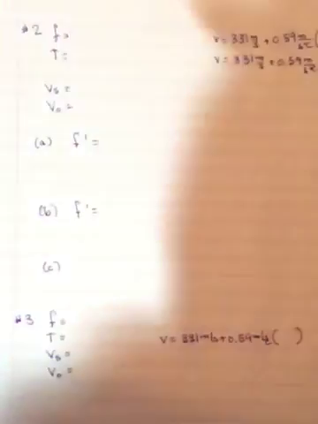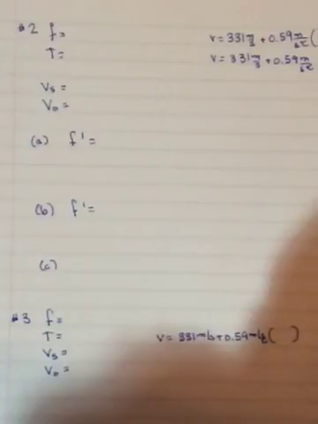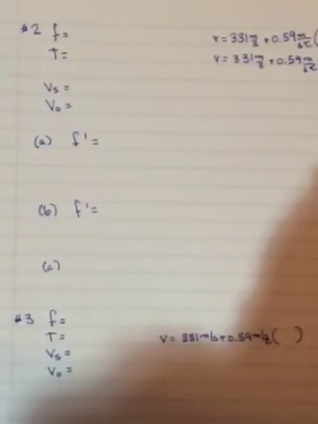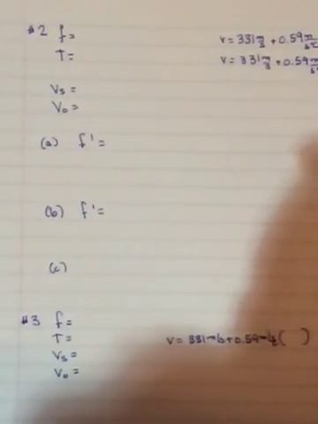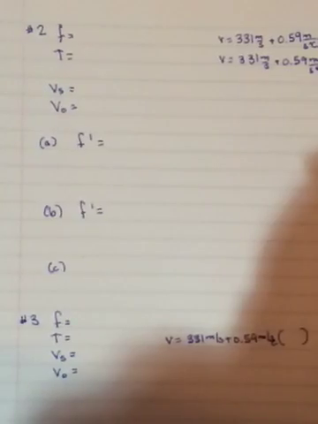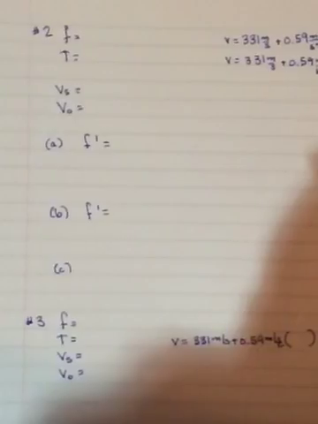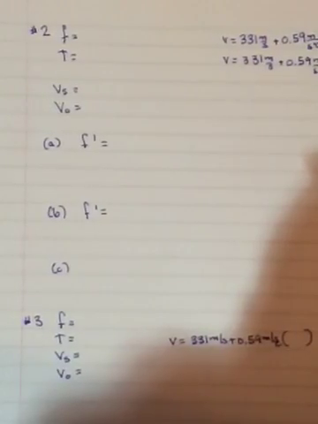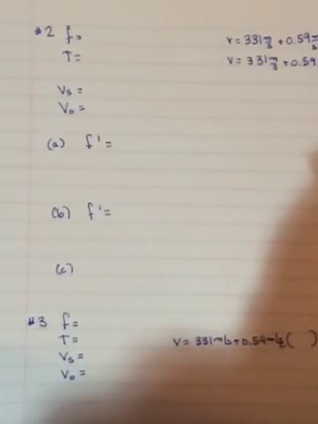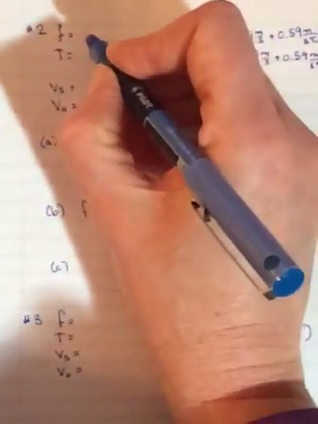Okay, so it's time to do the two Doppler effect questions that you had last night for homework. We had done number 1 from the sheet in class yesterday, so we have number 2 and number 3. Number 2 says the frequency of a car horn is 505 hertz and the temperature is 29 degrees Celsius.